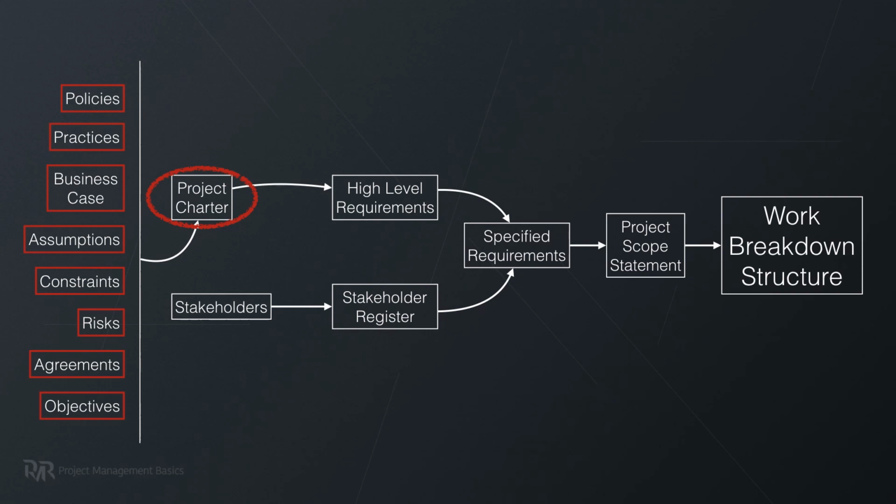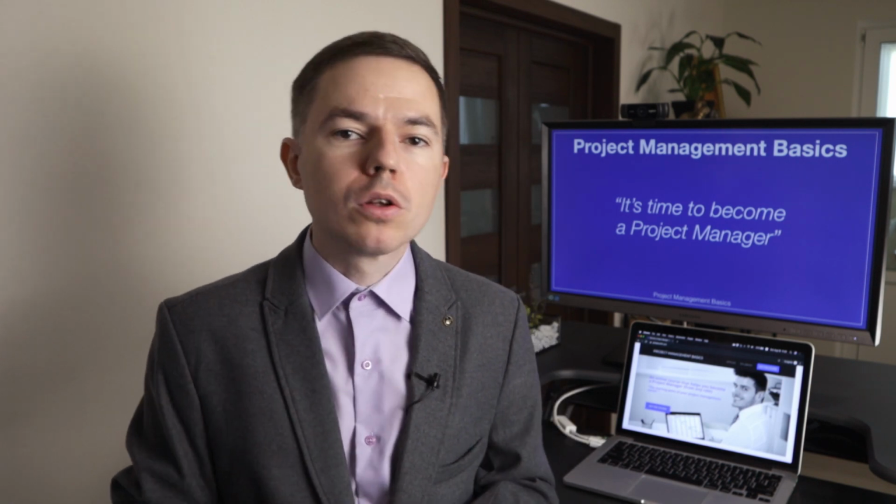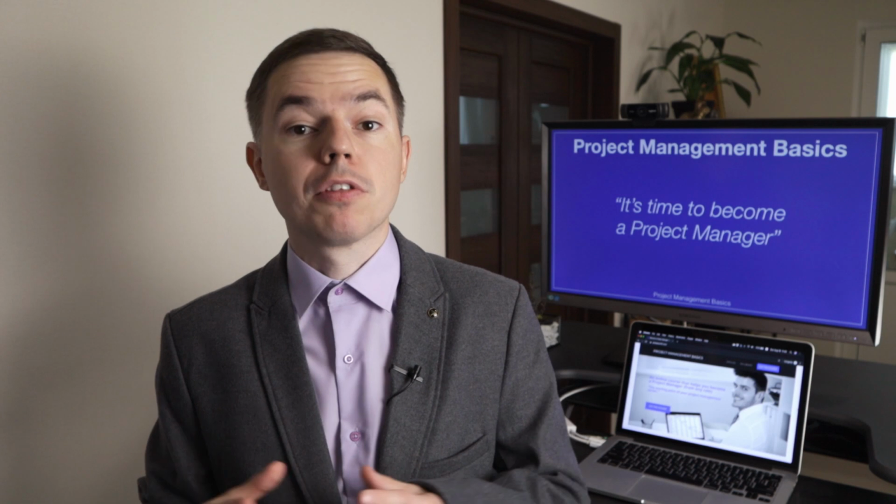Based on the information in the charter, you develop project requirements. You identify only the requirements that support reaching project objectives. Then you need to write a project scope statement. You need to get approval on what you need to produce at the end of the project.